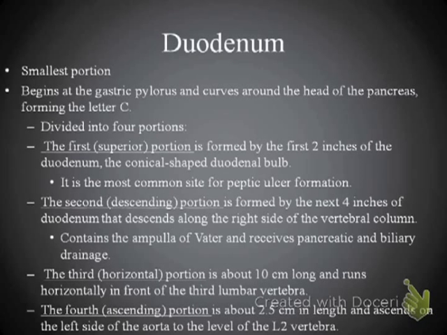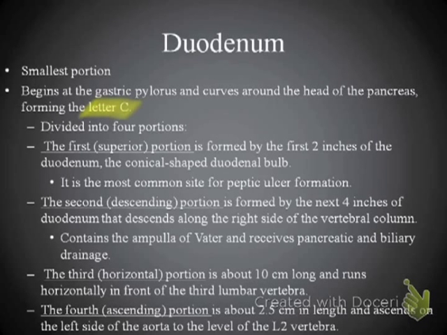If we begin with the duodenum, we see that it's the smallest portion. It begins at the gastric pylorus and curves around the head of the pancreas, forming the letter C. So keep that in mind. You'll hear this tossed around a lot, the C loop of the duodenum. That's where the head of the pancreas resides.